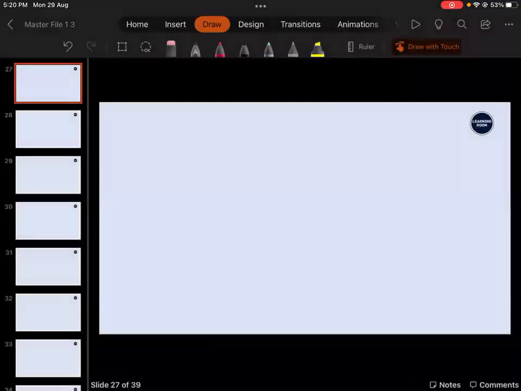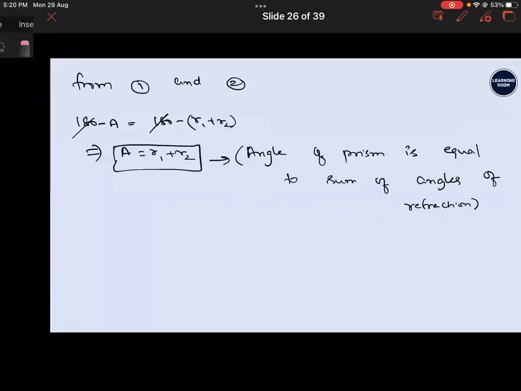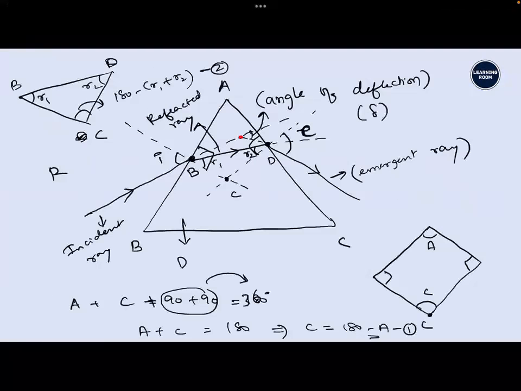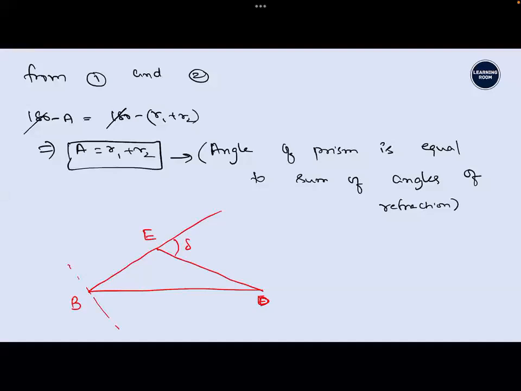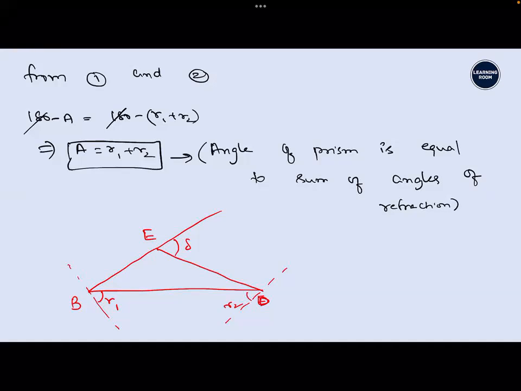Next is condition for... Okay, but before that, we didn't find out what is the angle of deviation, right? So, if you look at, let's say this triangle is E. If you look at the triangle DED, then this angle is delta. Is it right? So here when the normal was existing, this was R1, and here when the normal was existing, this was R2. Is it right?